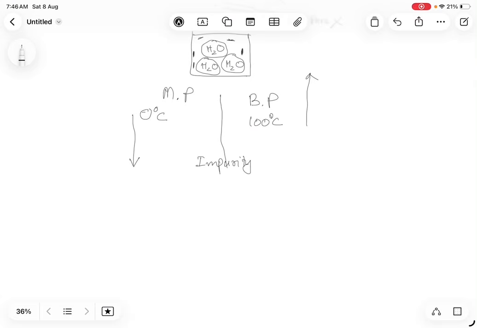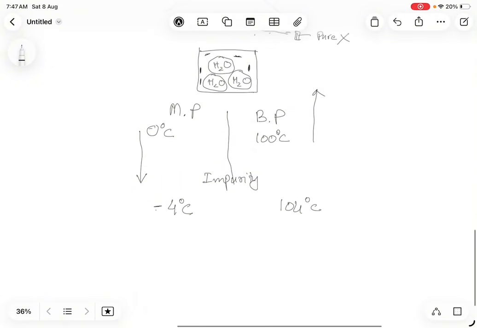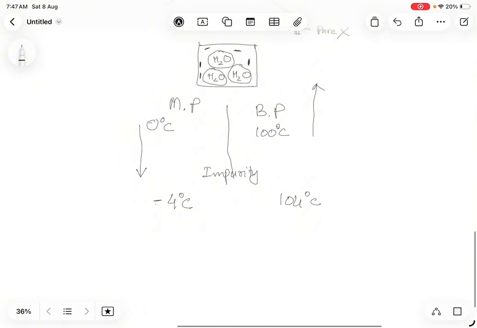So the melting point could now become minus 4 degrees centigrade, and the boiling point could become 104 degrees centigrade. This is how impurity can affect the melting and boiling points, and this is how we can identify if the water that we are using is pure or not.